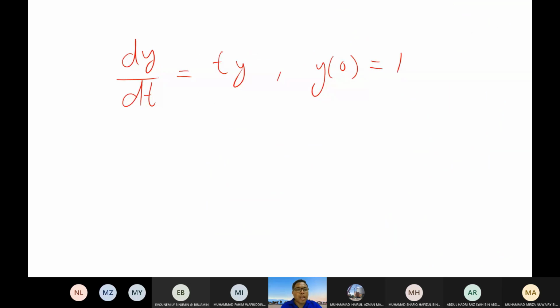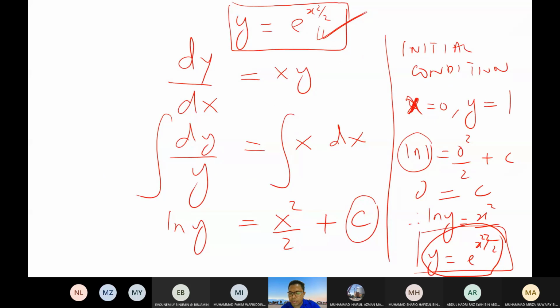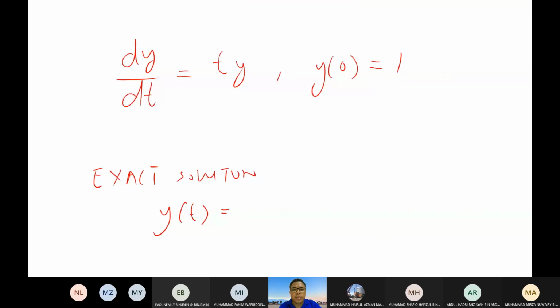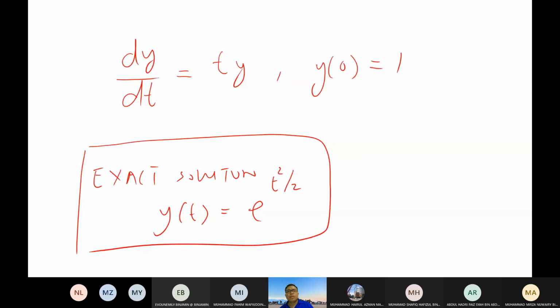Okay. So your exact solution, saya dah dapat pun exact solution sebenarnya, is y(t) equal to e to the power of t squared over 2. This is my exact solution. So saya nak gunakan ini, bukan yang ni. Yang ni saya batal. But the same concept.